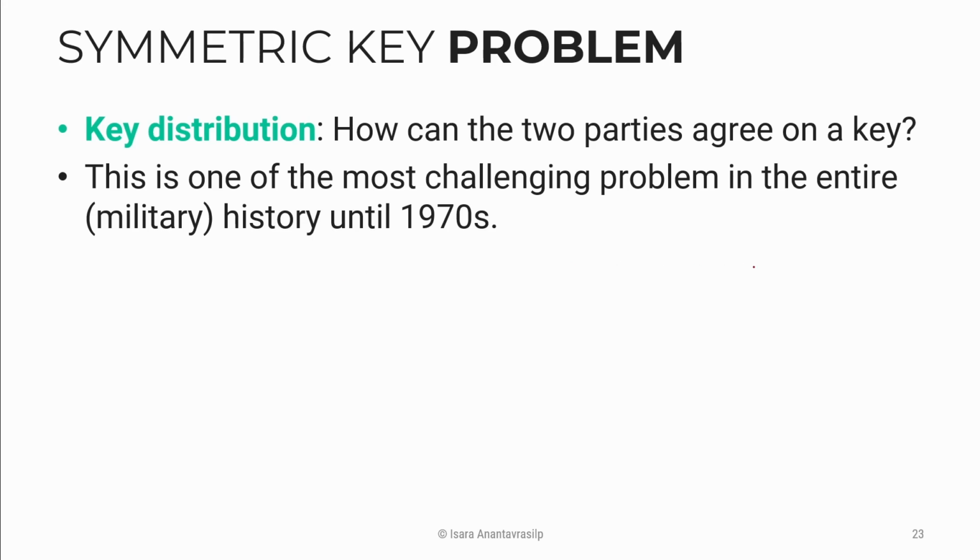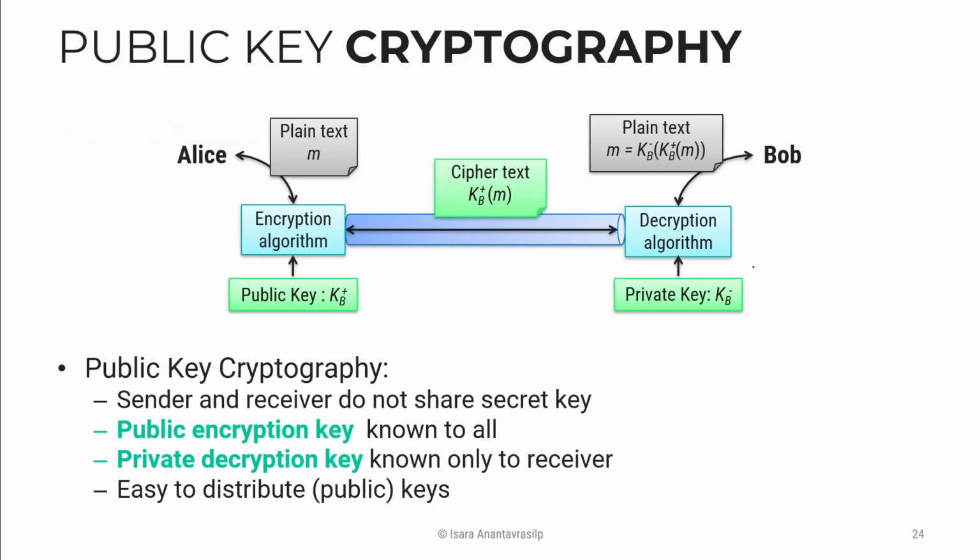And here's how it works. This problem is solved by what we call public key cryptography. All right, let's have a look. Public key cryptography has a few more elements. We have Alice and Bob, and again, Alice wants to send some message M to Bob.